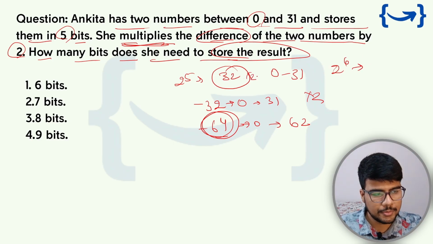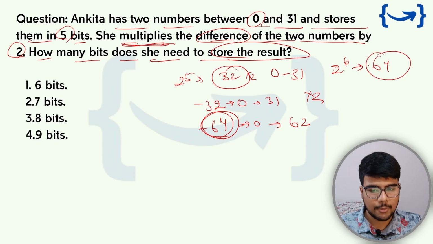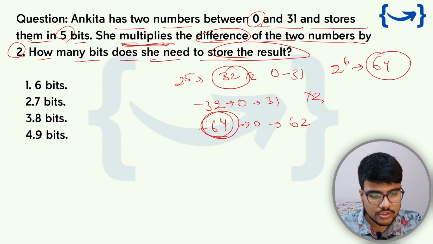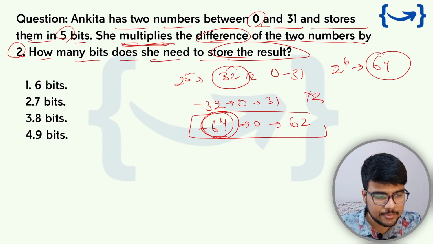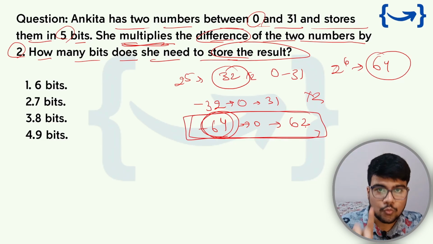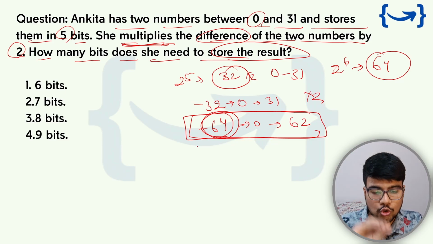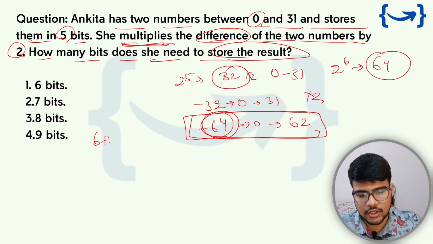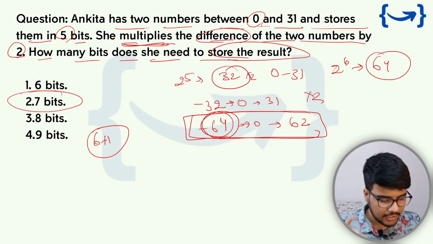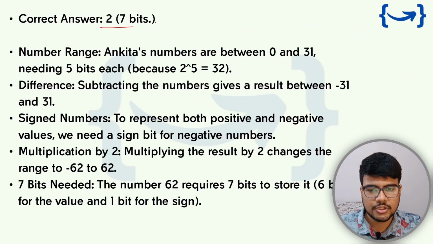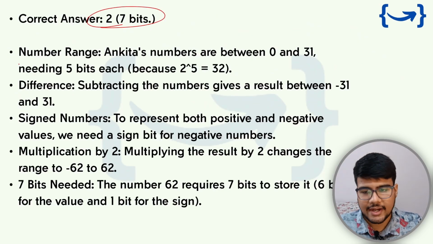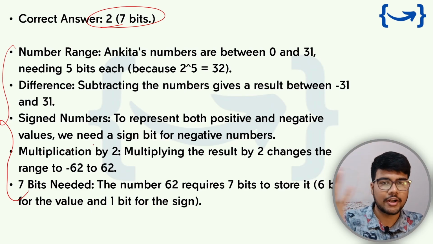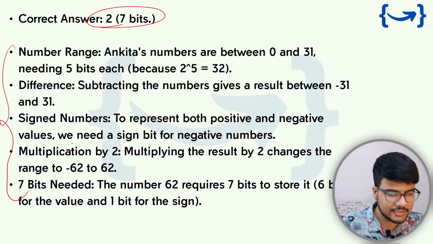Now 32 into 2 would be 64 values to store. So 64 values you require to accommodate the whole range, and 1 extra bit to store the sign as well. So in total, how many bits are required? 6 plus 1, 7. So the second option would be the right answer for this problem. The correct option would be 2, which is 7 bits. It's very similar, except that instead of subtracting, I am multiplying here and finding the result. I hope you marked this question right.